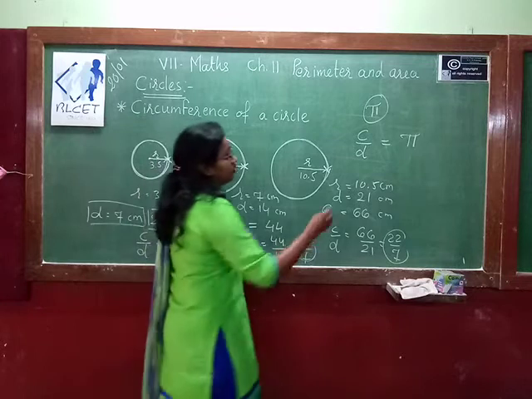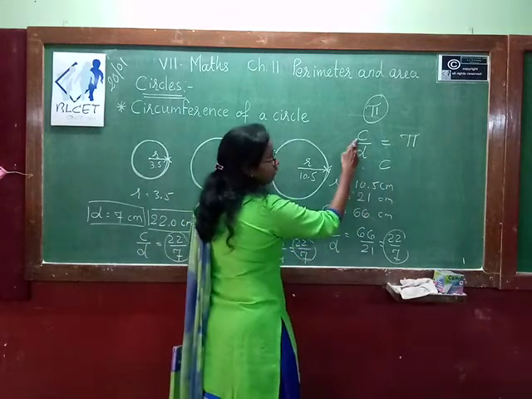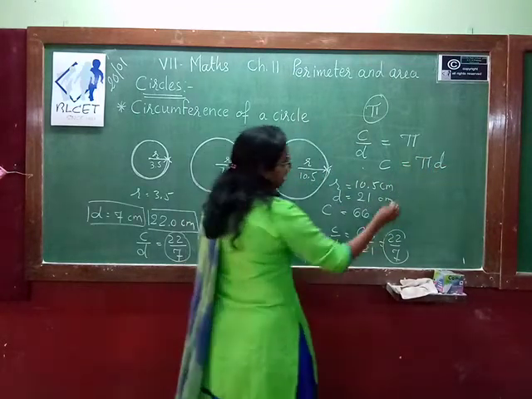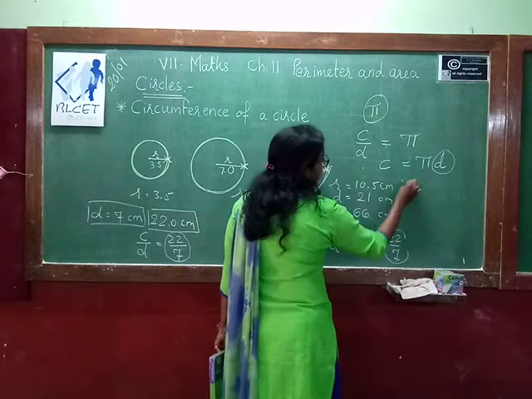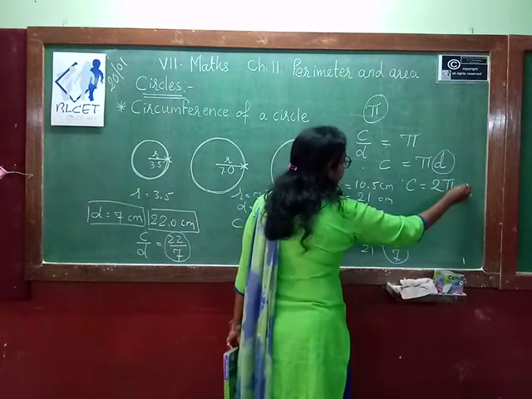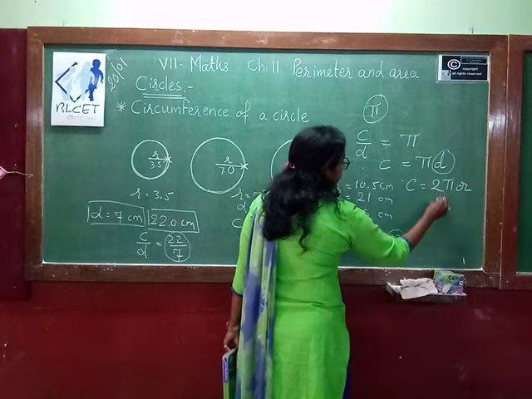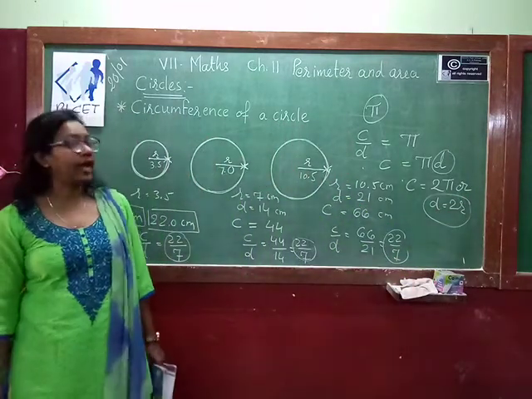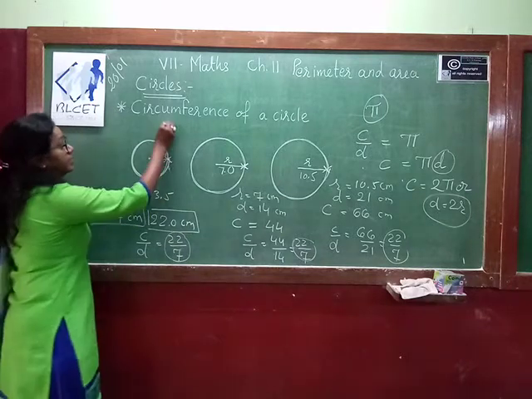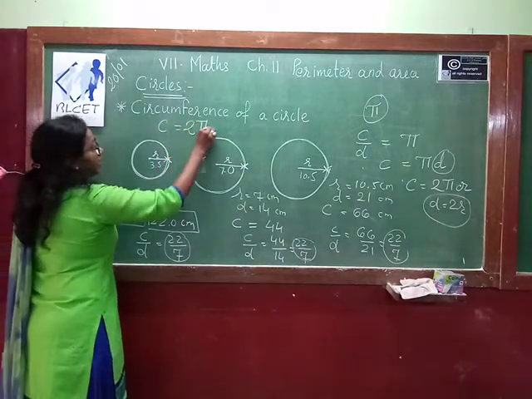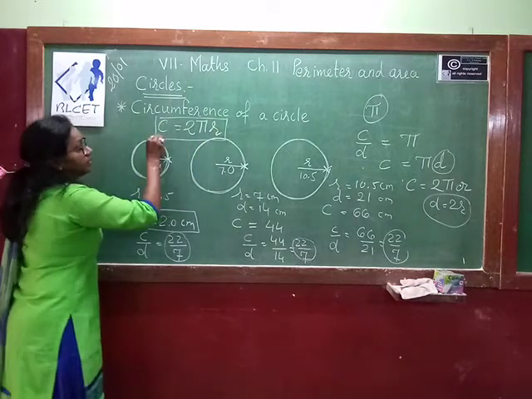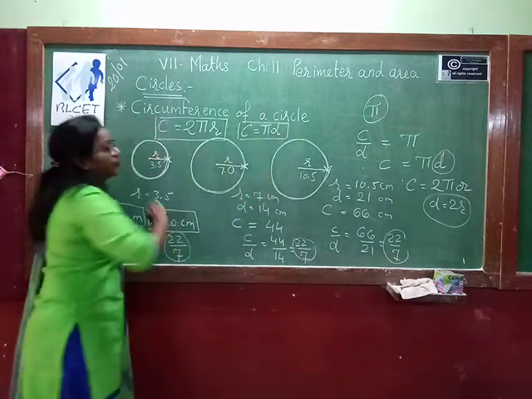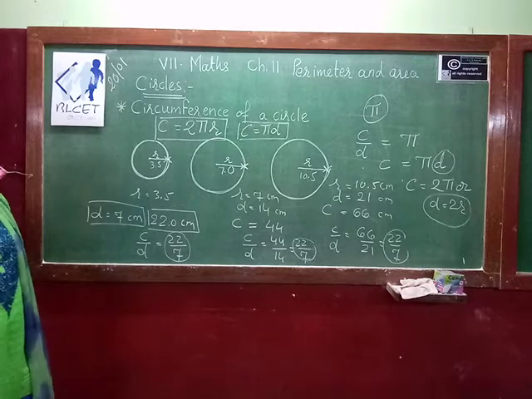So now we can find the formula to find the circumference. C is equal to pi D. This is one formula, or you can replace D. So therefore C is equal to 2 pi R. Why? Because D is equal to 2R. So this way we can generate a formula to find the circumference of a circle, that is C is equal to 2 pi R if the radius is given, or C is equal to pi D when the diameter is given. So this way we can find the circumference of a circle.